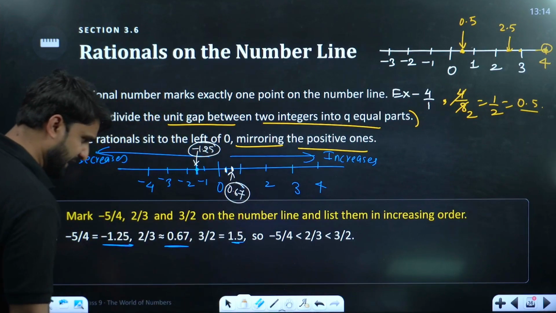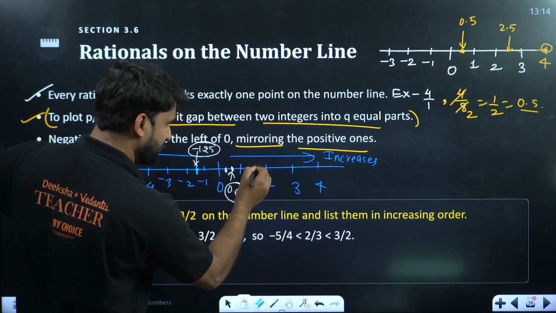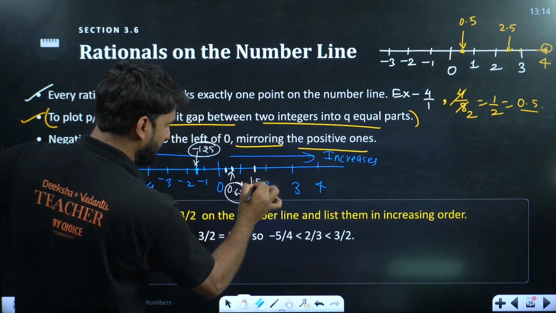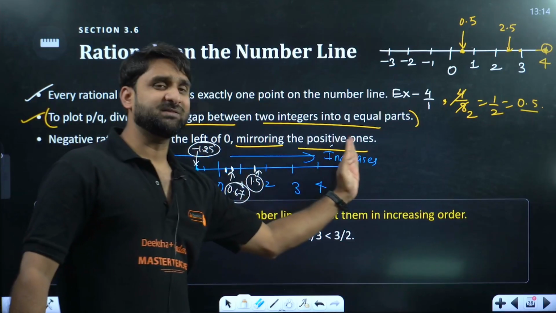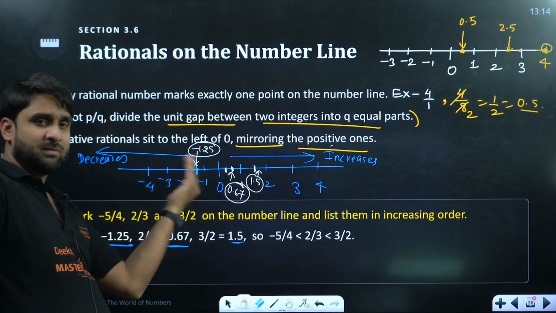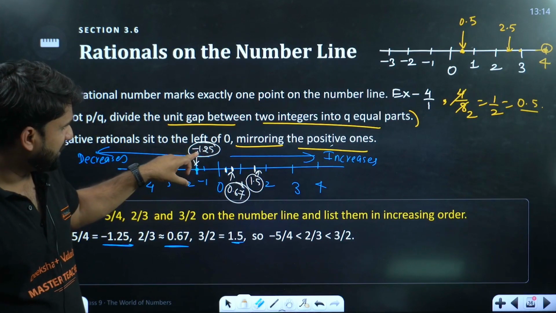Right, now moving ahead, 3 by 2 is 1.5. 1.5 will be between 1 and 2, exactly the center of 1 and 2, so this will be 1.5. So can you see here which will be greater? This is greater because this is at the right side, and this is the left side. The first value is the most left side, which is minus 1.25.